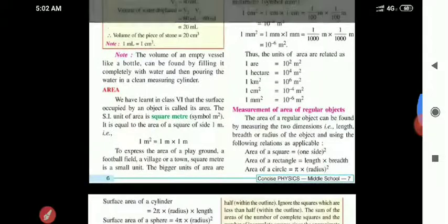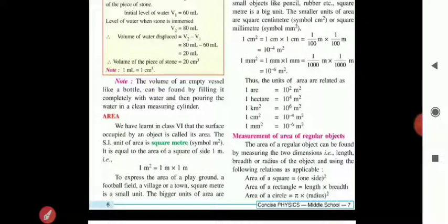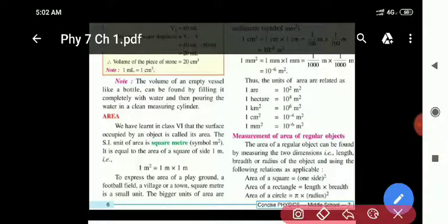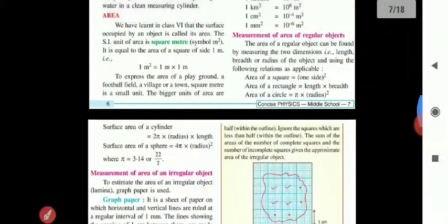Now, measurement of area of regular objects. The area of a regular object can be found by measuring two dimensions, that is length, breadth or radius of the object, and using the following relations. How to calculate the area of different objects? If it is a square, then side into side, side square. To calculate the area of a rectangle, length into breadth. To calculate the area of a circle, pi into radius square. Now move to the next page.